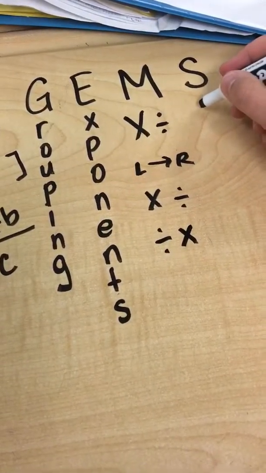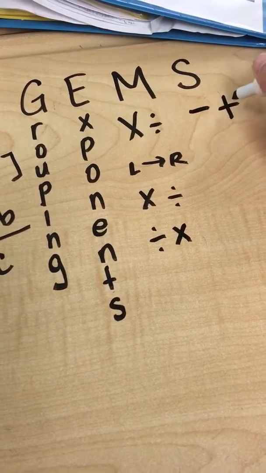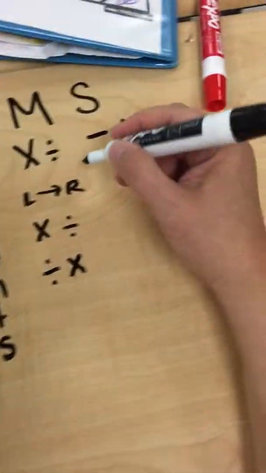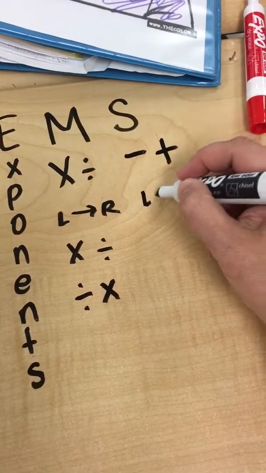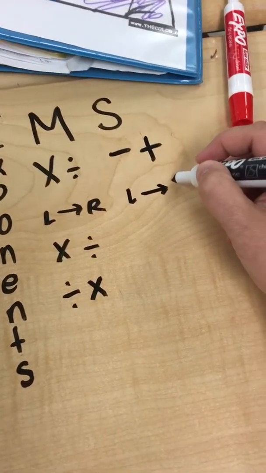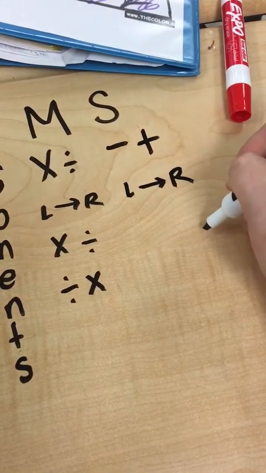The last step is subtraction or addition. Same rule as multiplication and division, you can do either one first, whichever one comes first if you're reading from left to right. Okay. Here's an example of a problem.